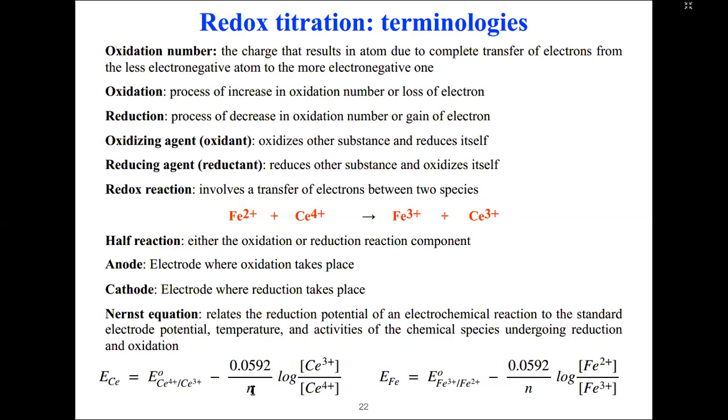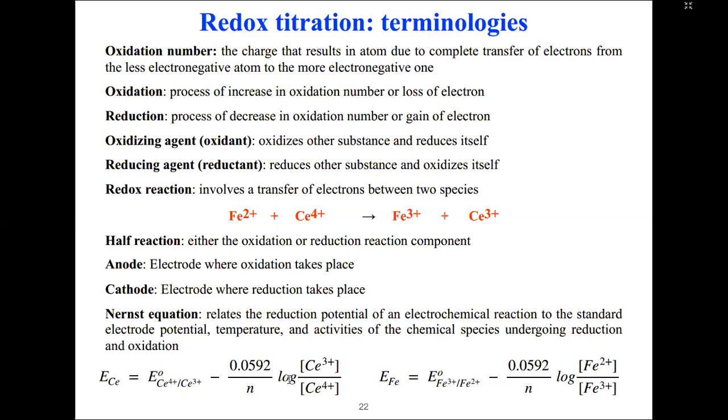Okay. Number of electrons involved. Or it is also the difference in oxidation number, the difference in oxidation number of reactant and product. So for example, the reactant and product here are 4 plus and 3 plus. So the difference is 1. Also remember that n is always a positive number. So it is the absolute change in oxidation number. Okay, n can never be a negative value.